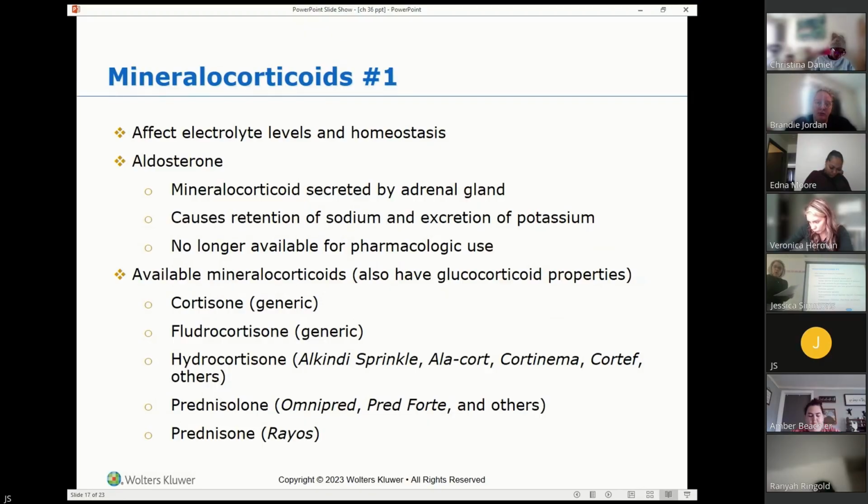Okay, so we are moving on to mineralocorticoids. Mineralocorticoids affect electrolyte levels and homeostasis. Aldosterone is a mineralocorticoid secreted by the adrenal gland. It causes retention of sodium and excretion of potassium. So when we have aldosterone production within the adrenal glands, we're holding on to water, we're holding on to sodium, and we're excreting potassium.